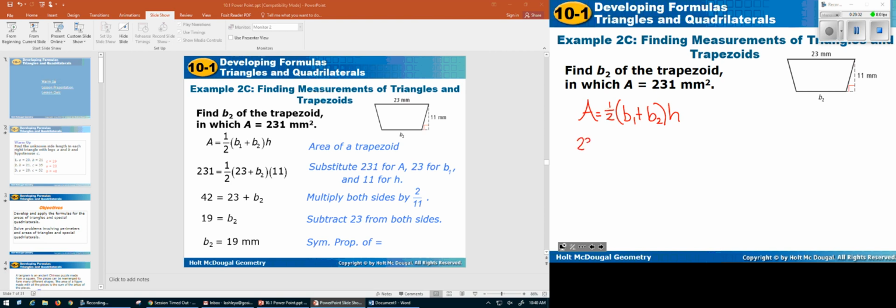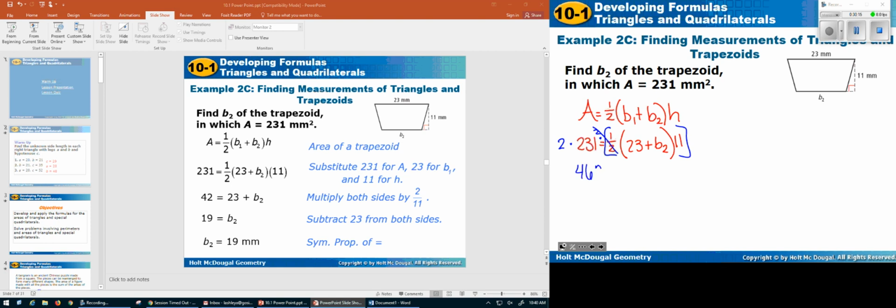The area is 231. That's equal to 1/2 of. Base 1 we know is what? 23. Base 2 is what we're trying to solve for, and the height they give us is 11. Okay, so what do you want to do to try to solve? Okay? Personally, I would probably do what Tyler said. I don't want to distribute the 1/2 because then I'm going to get fractions or decimals. I would probably choose to just multiply both sides by 2 to get rid of the 1/2. But you could distribute the 1/2 if that's what you would prefer. So I'm going to take this whole thing and multiply it by 2, so the 2 and the 1/2 will cancel. What's 2 times 231?